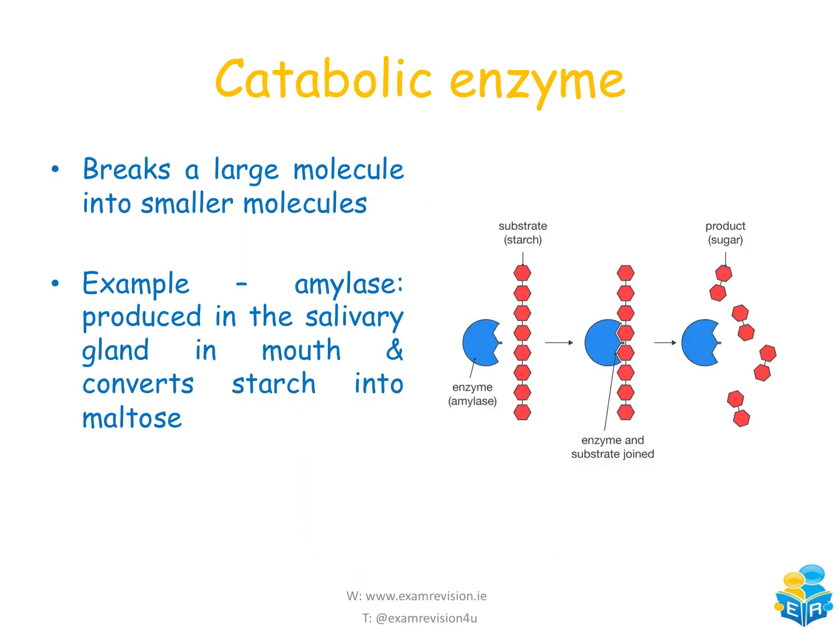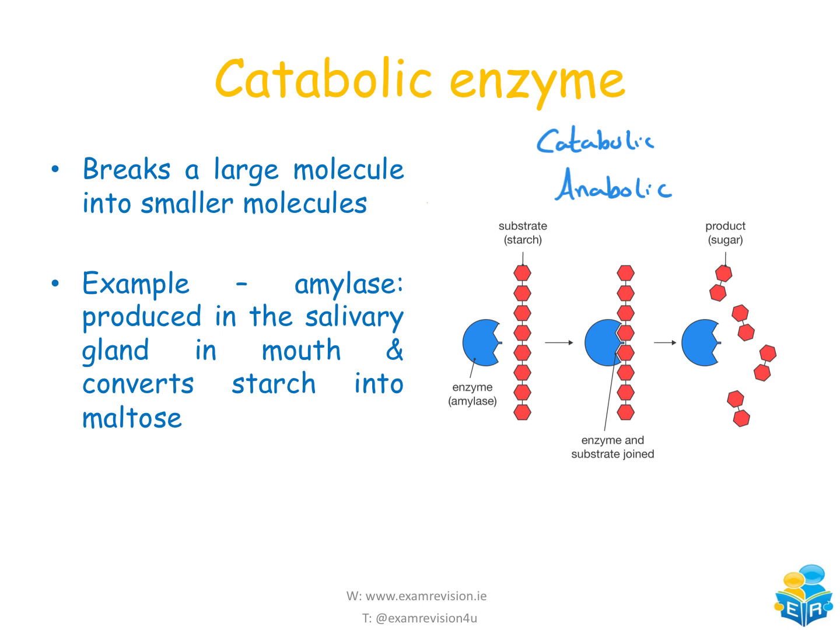Now, we've already mentioned a couple of minutes ago that when the enzyme is acting on the substrates, we can go from a larger molecule to smaller molecules, or vice versa, we can go from smaller molecules to a larger one. And that gives rise to two types of chemical reactions. We can have catabolic reactions, and the second one we're going to look at in a minute is the anabolic reactions. The catabolic enzymes in particular will break a larger molecule into smaller molecules. An example of that was the amylase we mentioned a couple of minutes ago.